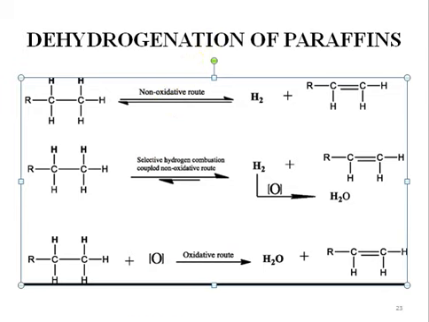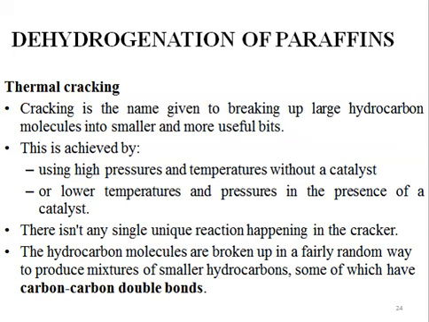So normally when you are considering the dehydrogenation of paraffin on the industrial level, what we do is we carry out thermal cracking. So cracking is the word given to breaking up a large hydrocarbon into smaller and more useful hydrocarbons, right?